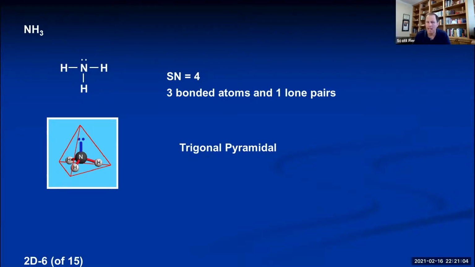pyramidal. The angle would be the tetrahedral angle of 109.5, although interestingly enough, when we measure the angle in the ammonia molecule experimentally, it's actually only 107. Why is that? That has to do with how the electrons exist when they're in bonds and when they're in lone pairs. So watch this.